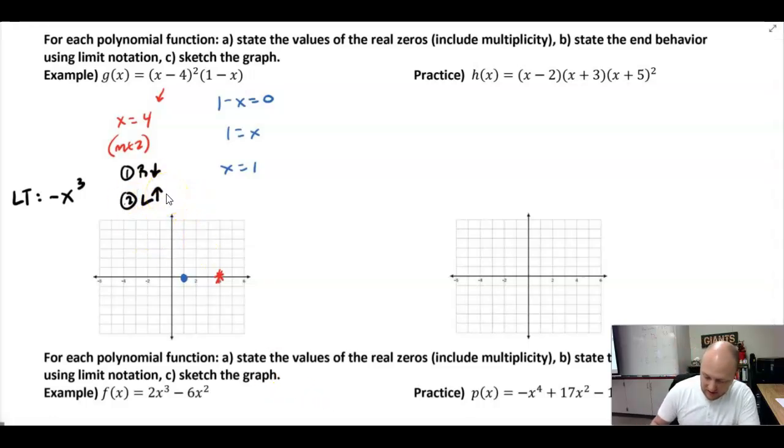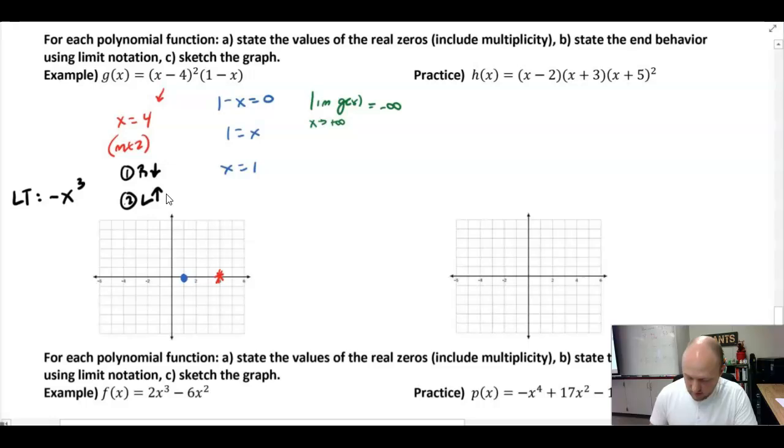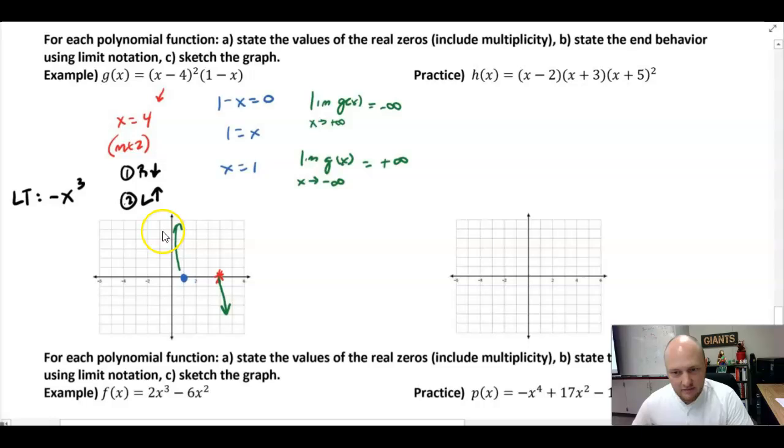And if we want this in a limit statement, the limit of g(x) as x approaches positive infinity is going to be equal to negative infinity. This side should be going down. And then the limit of g(x) as x decreases unbounded, meaning x is approaching negative infinity, that value is going to be positive infinity. So this value is going to be coming up here. So I have my end behaviors in place.